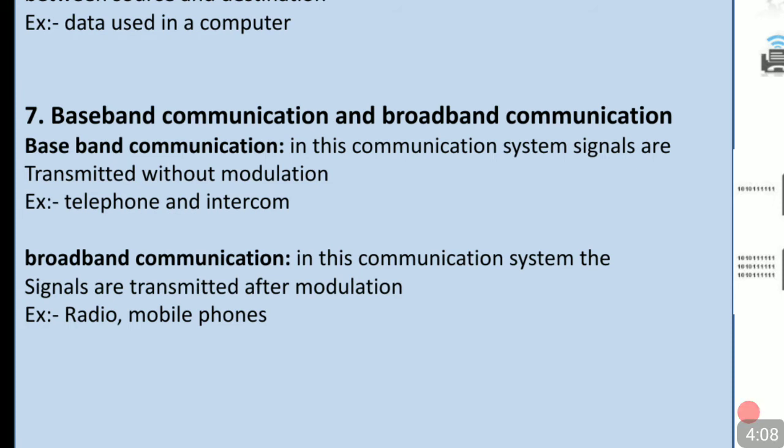We need to modulate the signals before transmitting them from the transmitting station, because when you have a wider range of frequency, there is a very good chance of interference taking place at the time of transmission. That is the reason why we need to do the modulation for the signals before transmitting them from the transmitting station. A very good example for this type of communication system is your radio and mobile phones.